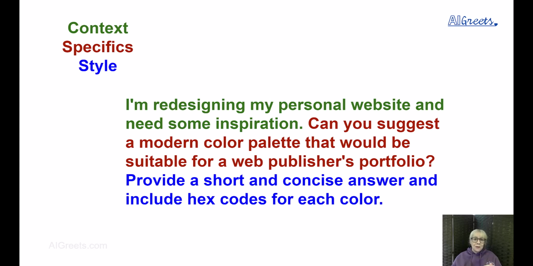And now I'm going to talk about the style. I'm going to tell ChatGPT how I want its answer. I want a short and concise answer. Don't start lecturing me about principles of design. And I also need you to include hex codes for each color. Hex codes, it's a technical term. It's something that a web designer can then take and use to actually use the right colors in the design. So let's take this prompt and see how ChatGPT responds.